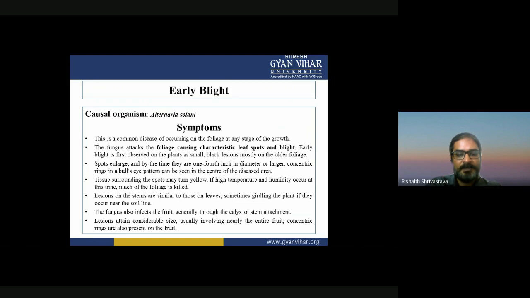Lesions on the stems are similar to those on leaves, sometimes girdling the plant if they occur near the soil line. The fungus also infests the fruit, generally through the calyx or stem attachment. Lesions attain considerable size, usually involving nearly the entire fruit. Concentric rings are also present on the fruit.